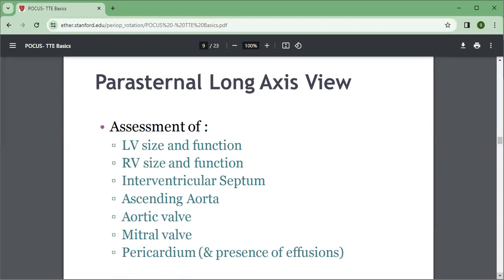a right ventricular hypertrophy. You can see left ventricular hypertrophy, whether there is an intraventricular septum defect, or if there is a stenosis of the ascending aorta. You can also see aortic valve prolapse and stenosis. If there is pericardial effusion, all these you'll be seeing in a parasternal long axis. In the parasternal long axis, you'll be able to visualize these things.